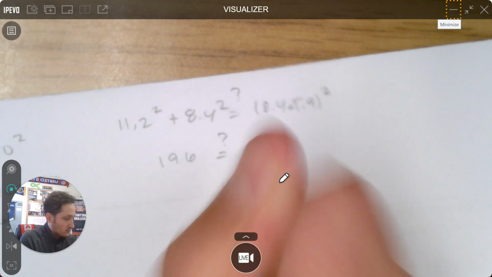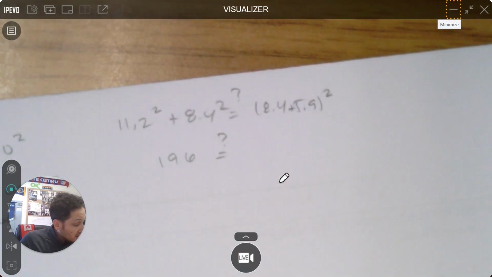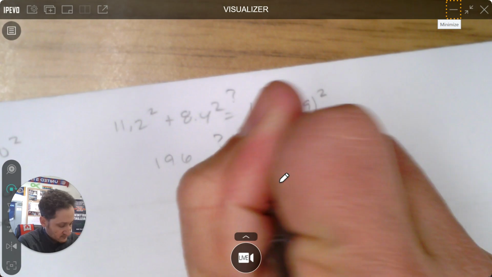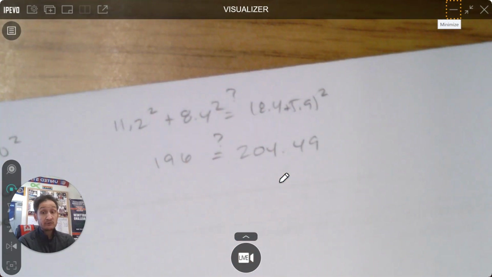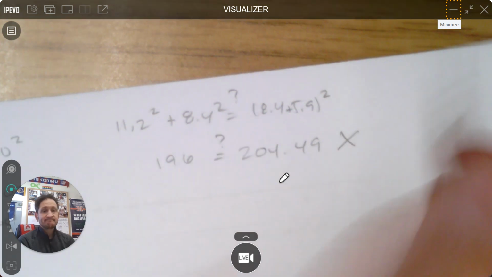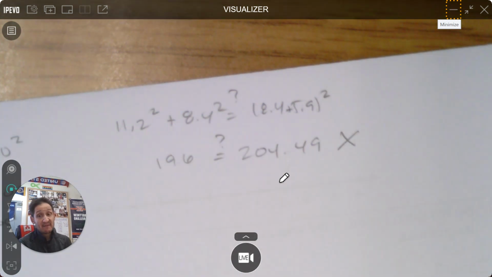Does that equal, let's see, 8.4 plus 5.9, and I'll square it. That is, ooh, not even close. Nope. They do not equal one another. That is not a tangent. It does not make a right angle because Pythagorean theorem doesn't work.